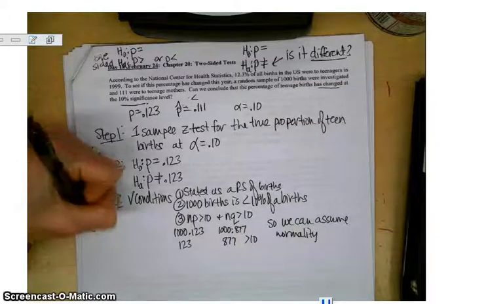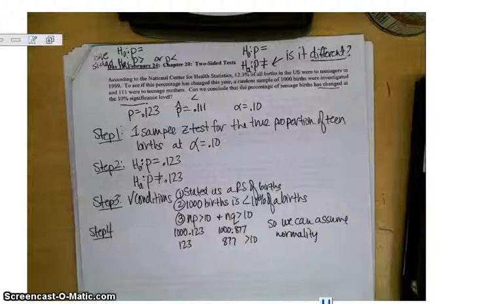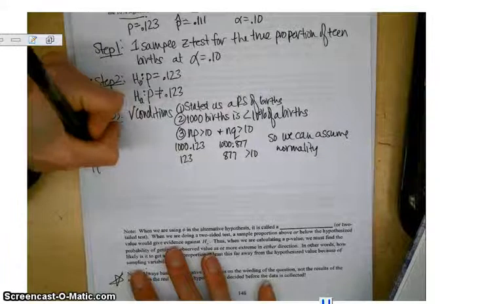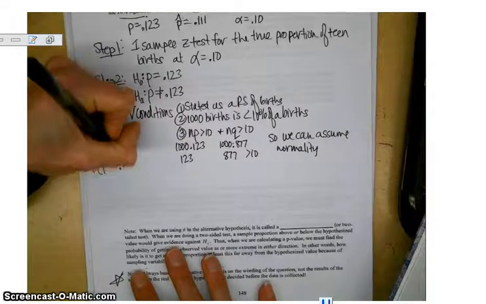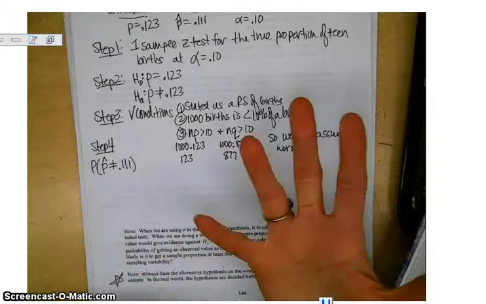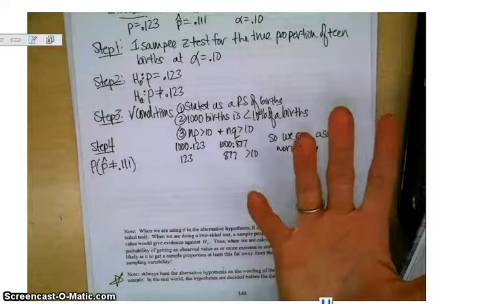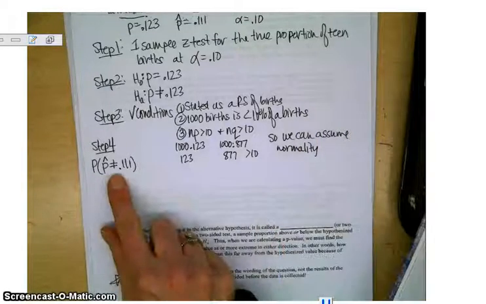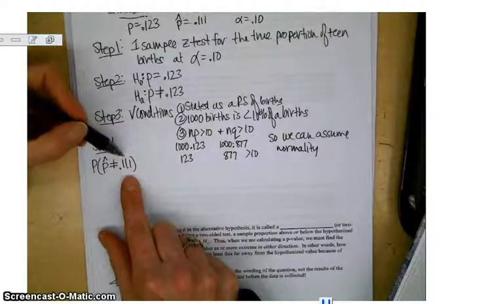All right, so now we're on step 4, which is doing the calculations, and this will look a lot like the problem we just went over in class. So step 4, we're actually looking for the probability that p hat is not equal to 0.111. So now is where we take our sample value. Our sample is the one that's giving us some evidence that maybe it has changed. The proportion of teen births has changed. And we start out with just basically writing our alternative hypothesis with our sample value.